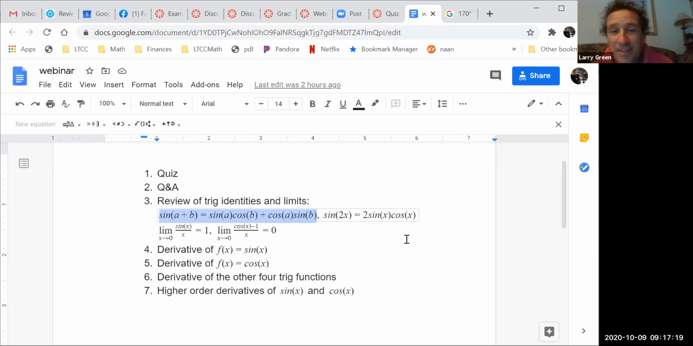Now the double angle is the next one, actually. This is the sum of angle formula. Yeah, back to pre-calc. But we're going to be using this today. The other one we're going to be using today is the double angle: sine of 2x equals 2 sine of x times cosine x.